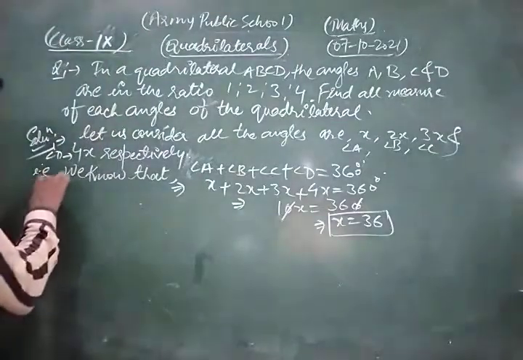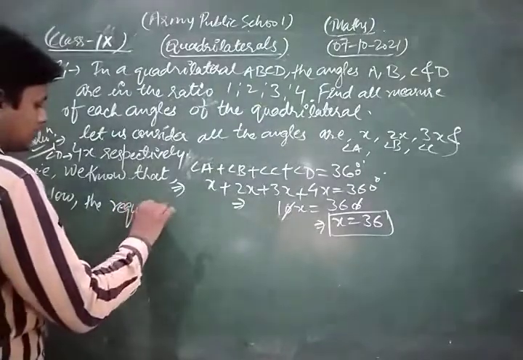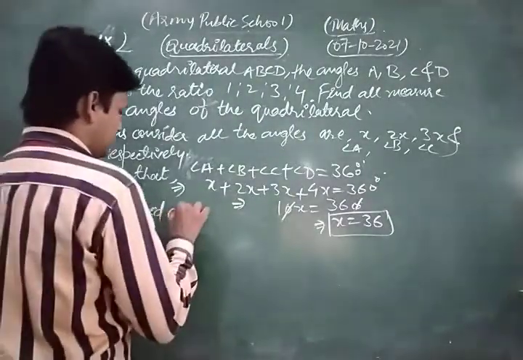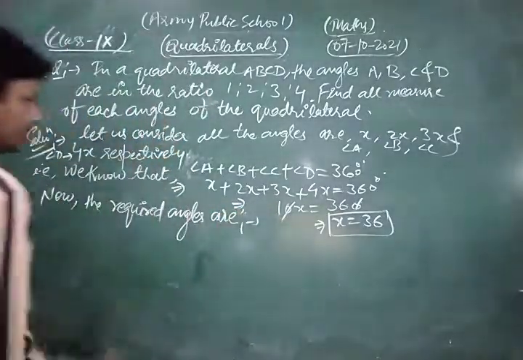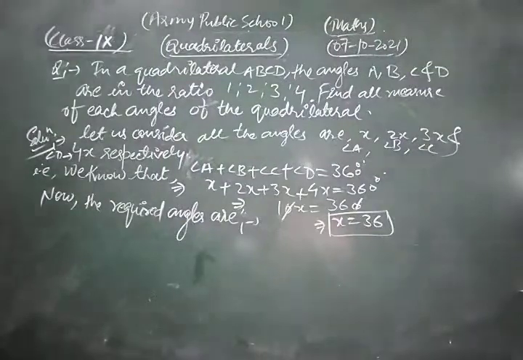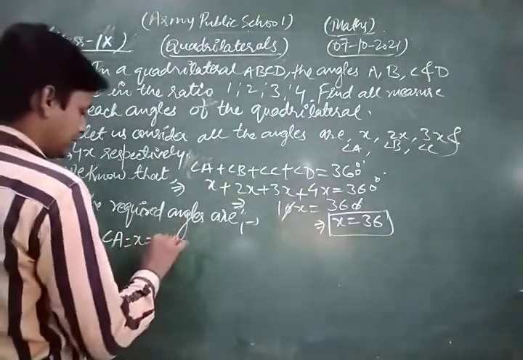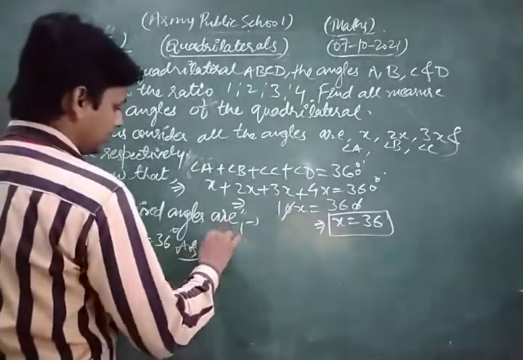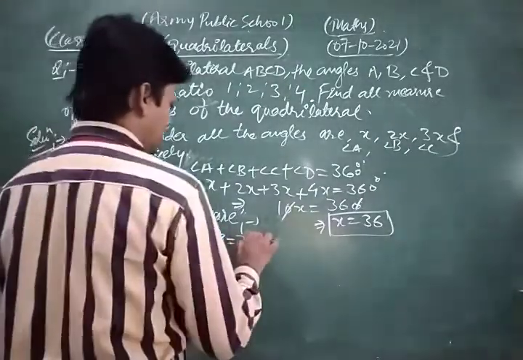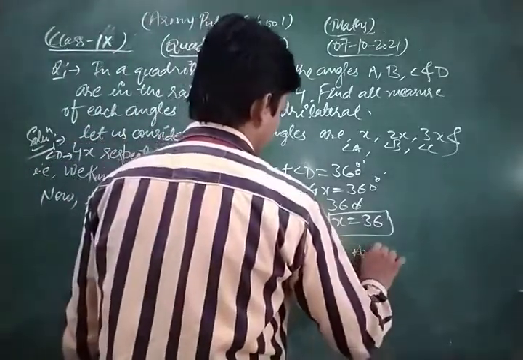Now the required angles are, now listen, the required angles are: angle A we take as x, this is 36 degrees, this is the first answer. Okay, angle B, that is 2x, and this is 72 degrees.